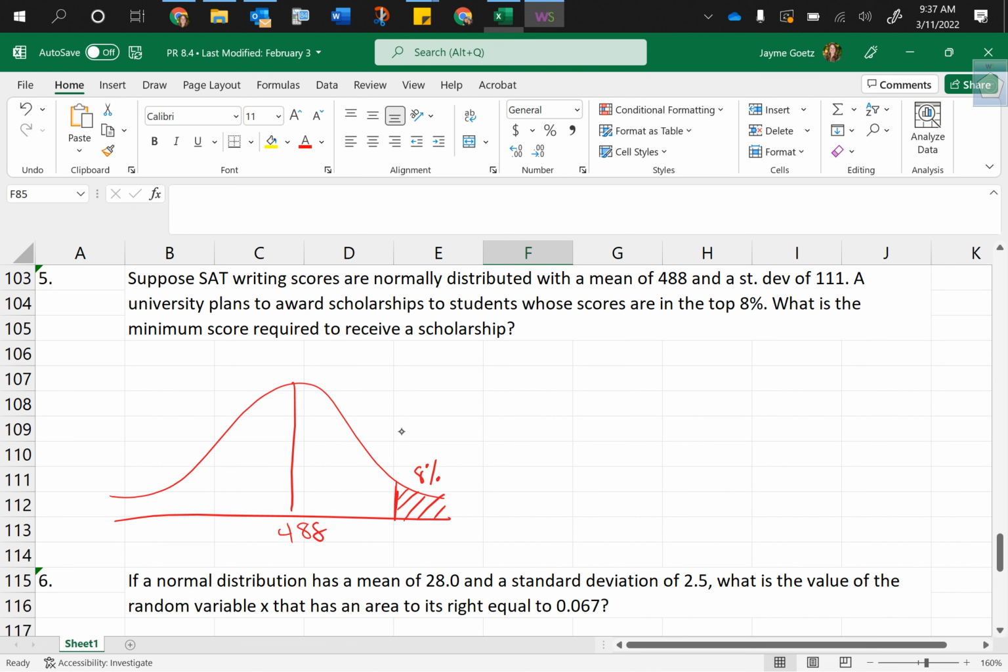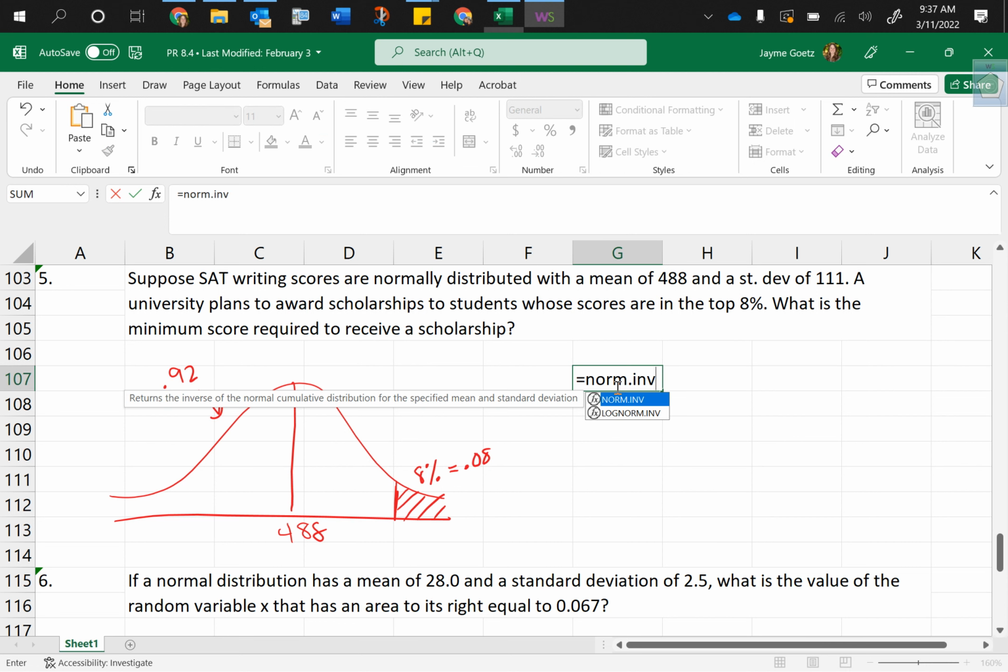0.08, okay? Now remember, this formula doesn't use things to the right. It uses things to the left. So if this is 0.08 over here, what is all of this space over here? 0.92. So when you're using this formula, you're going to have to type in norm.inv. And the probability that you have to use is whatever's to the left. So for here, that would be 0.92. The mean would be 488, and the standard deviation is 111.